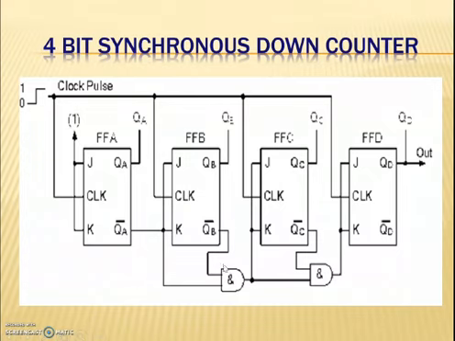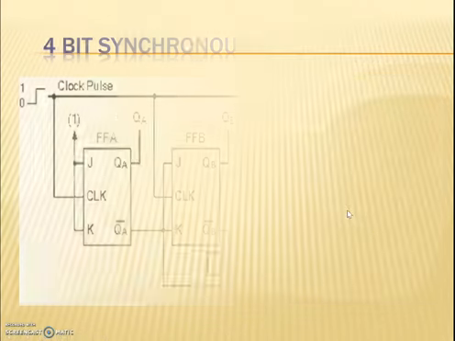Likewise, we have 2 AND gates here and here. The only difference is that here the AND gates are given the complemented or inverted outputs of QA and QB. Instead of QA and QB, QA bar and QB bar are given as inputs to the first AND gate. Likewise, here also, instead of QC, QC bar is given as input to the second AND gate. This arrangement is done in order to get the count in descending order, right?